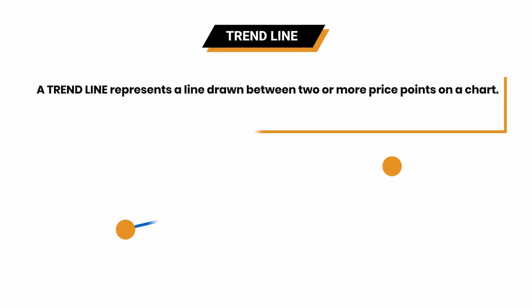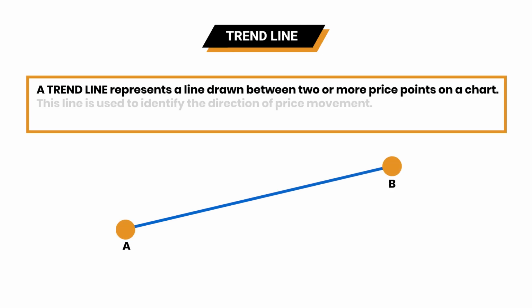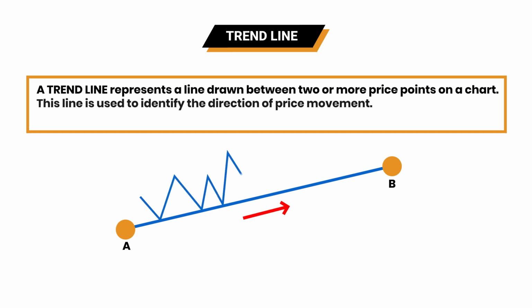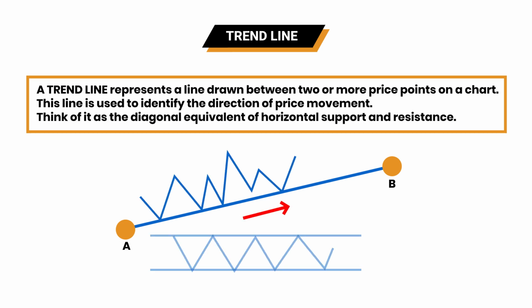A trend line represents a line drawn between 2 or more price points on a chart. This line is used to identify the direction of price movement. Think of it as a diagonal equivalent of horizontal support and resistance. We'll make use of just the uptrend and the downtrend in this strategy.